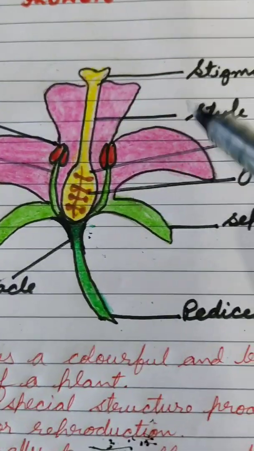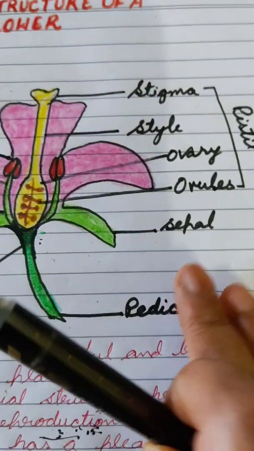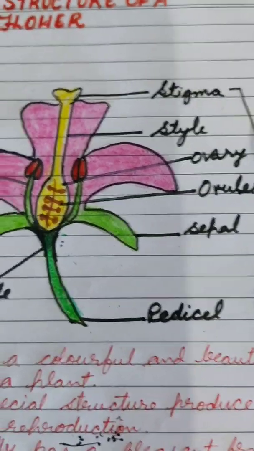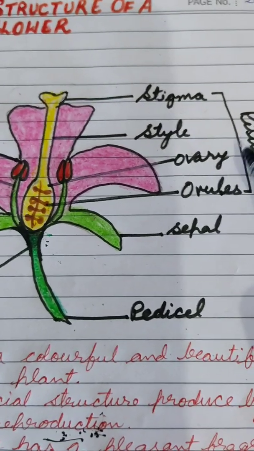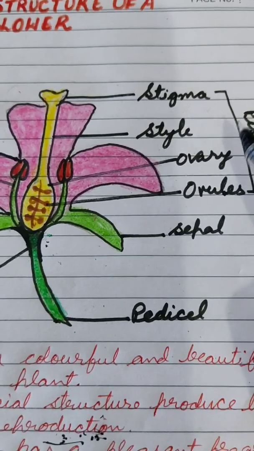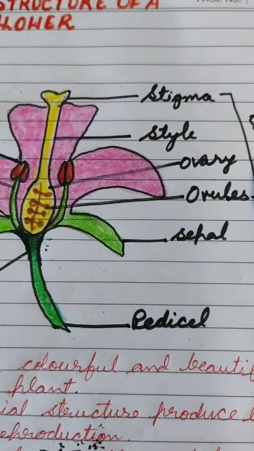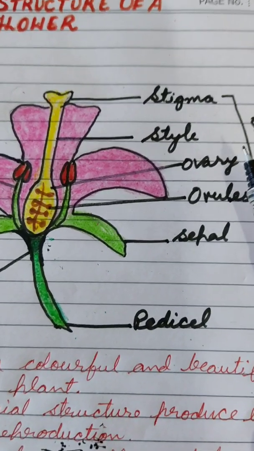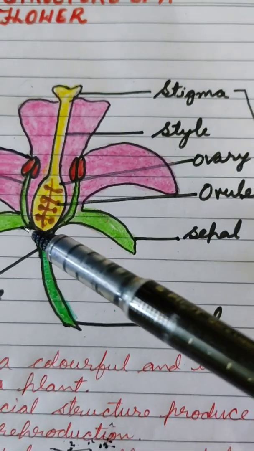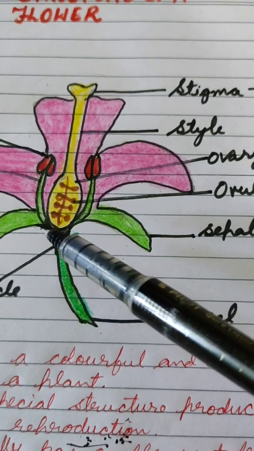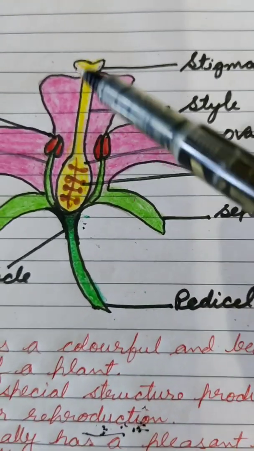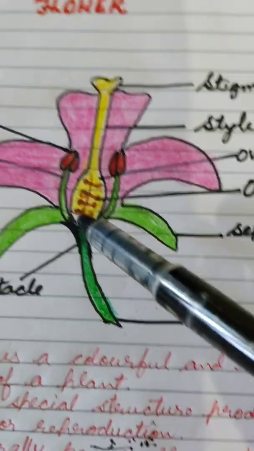Next, the innermost whorl of the flower is the pistil. The pistil is the female reproductive part of a flower, and it produces the ovule inside the ovary. And the pistil mainly consists of 3 main parts: the stigma, style and the ovary.